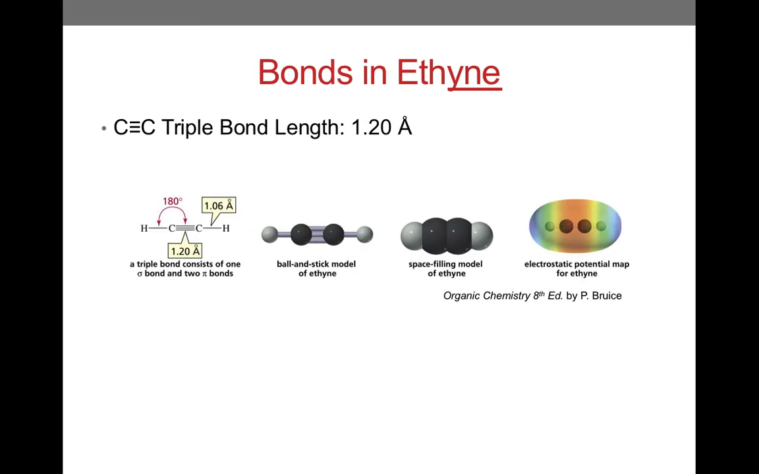Now we will look at ethyne. Notice the YNE ending that is underlined in the name. This suffix indicates that this molecule is an alkyne, which means that at least one carbon-carbon triple bond is present. The length of the carbon-carbon triple bond is 1.20 angstroms.